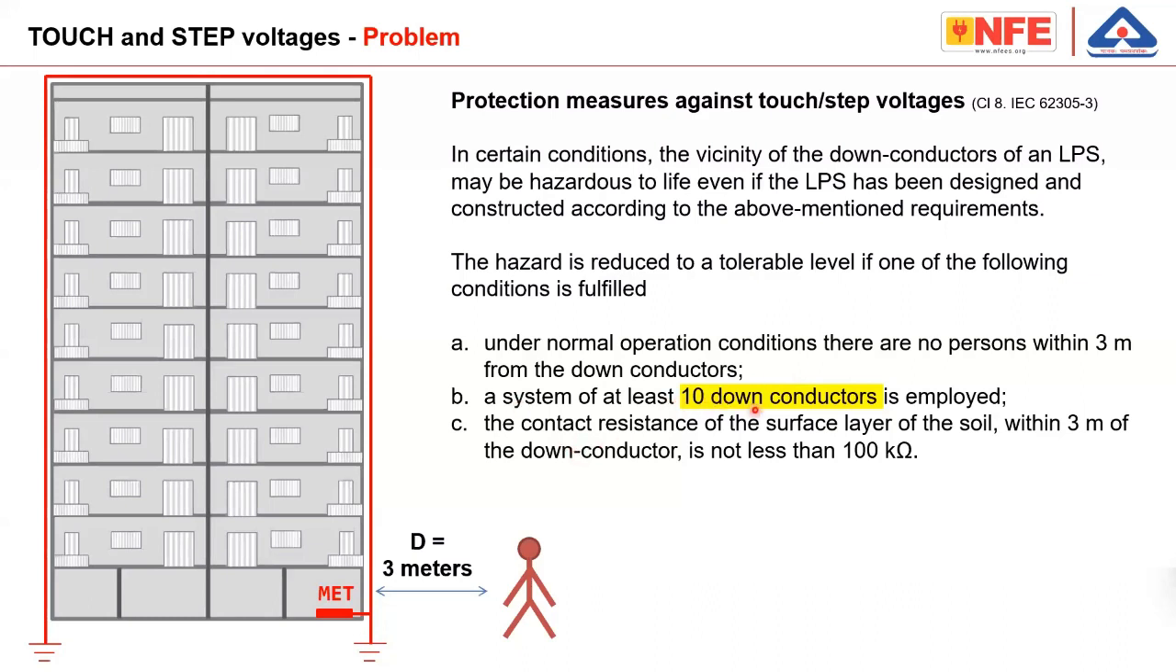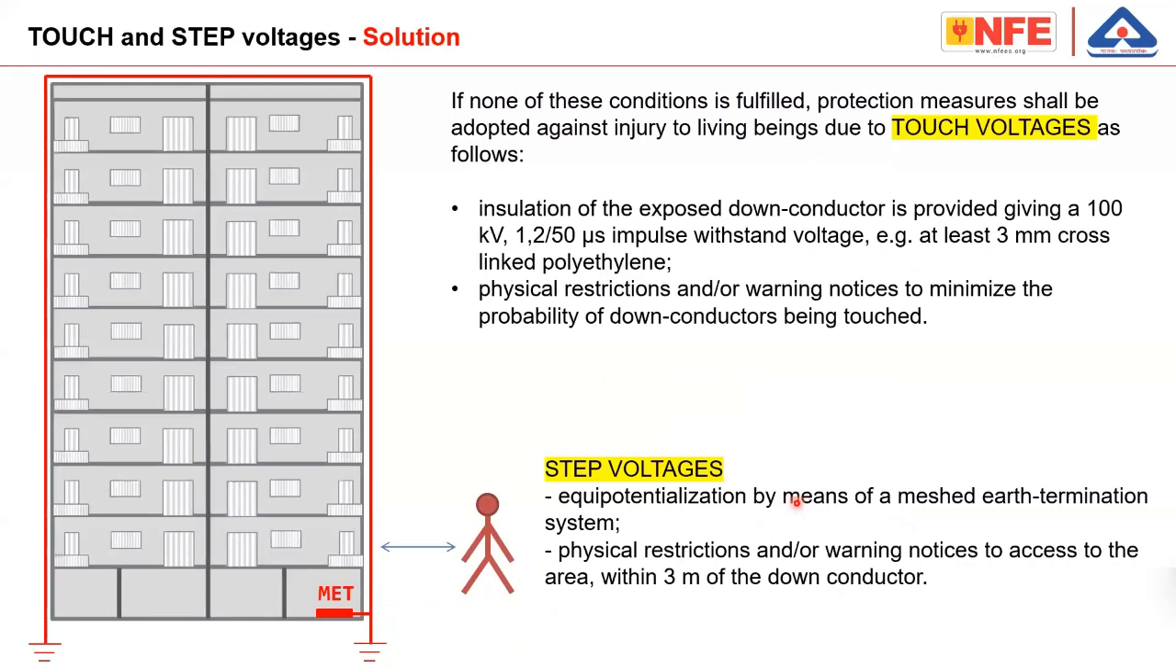So you must keep 3 meters away from the down conductor. Or a system of at least 10 down conductors is employed. If the down conductors are more than 10, the chance of flashover is quite less. That means if you have 1 or 2 down conductors, the chance of this side flash is much more. Then the contact resistance is also explained: 100 kilo-ohm contact resistance between the person and the soil. That means it is really an insulated floor. If the floor is insulated, then the chance is a little bit less.